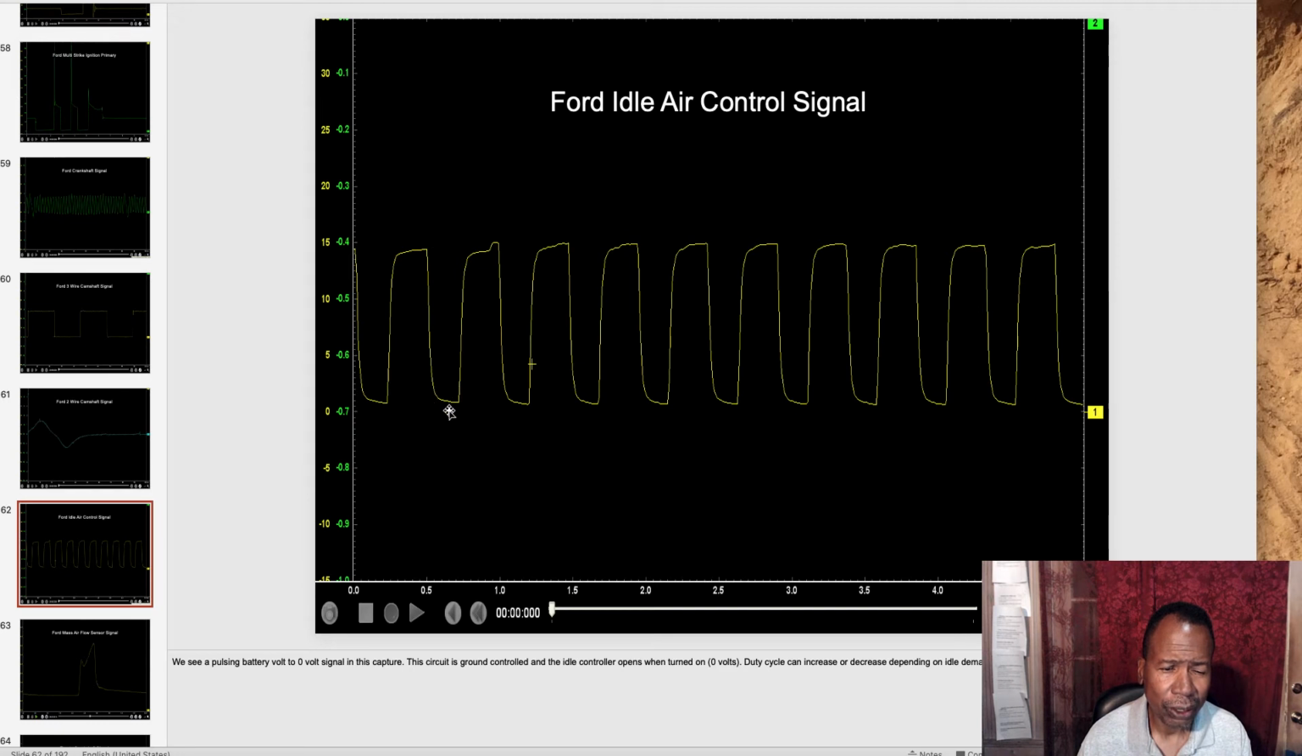So I increase the on time, more air, higher RPM. I decrease it, lower RPM. Ground control. And it repeats itself. So this is a known good picture of an idle air control motor.